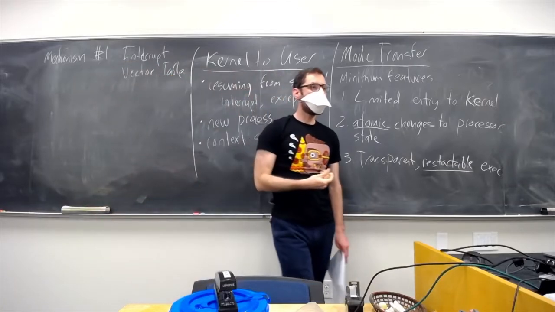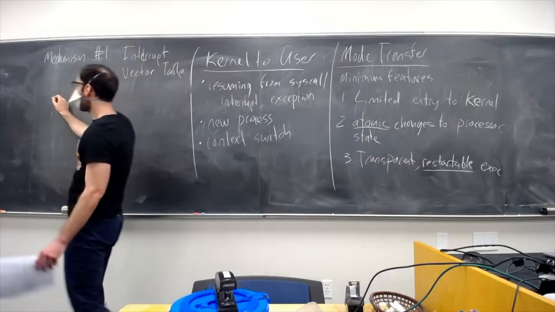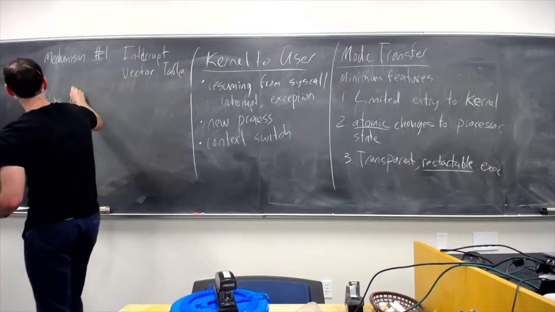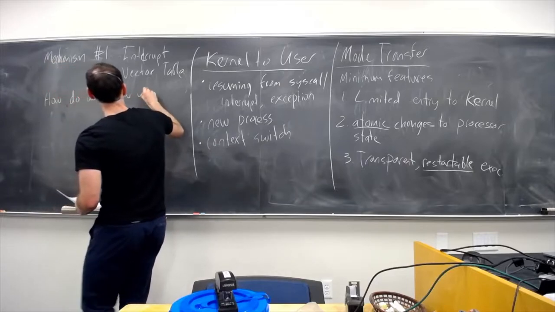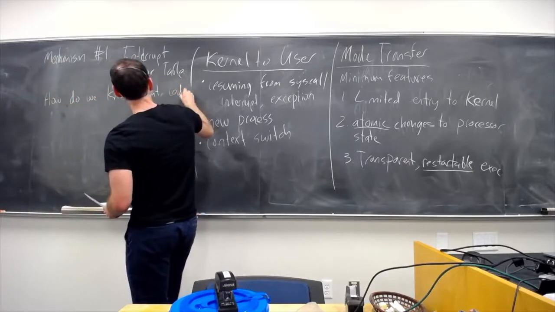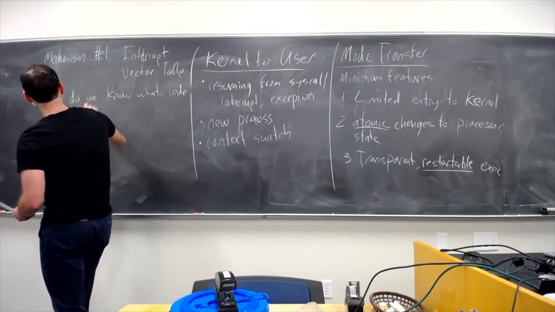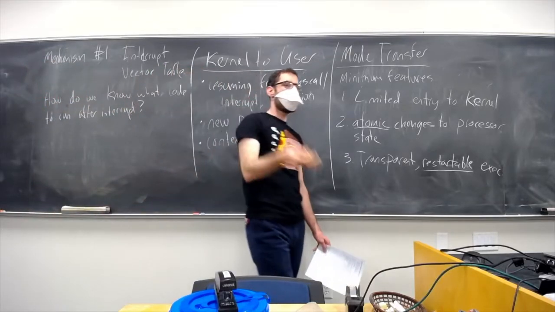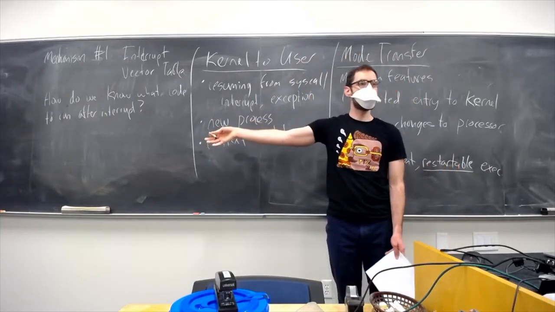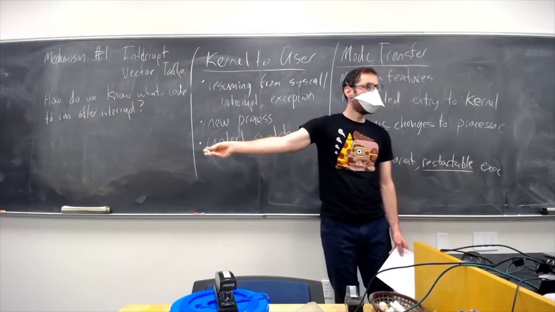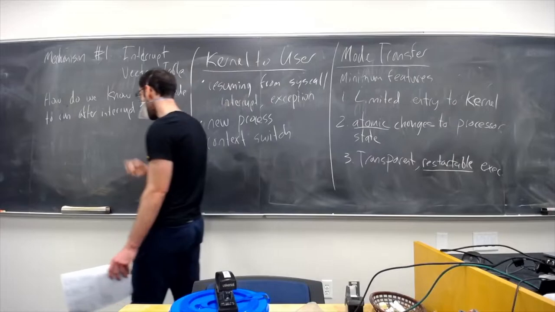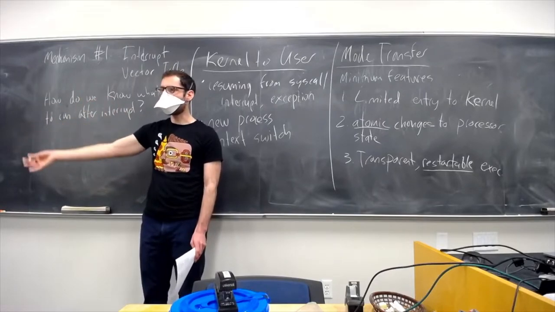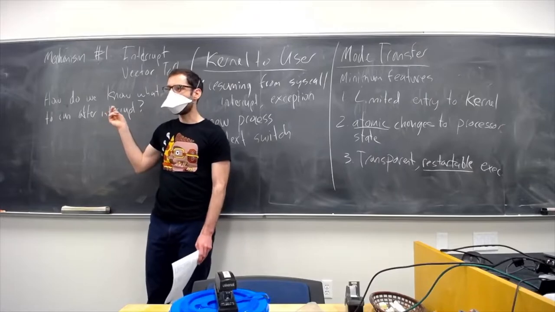First is something called an interrupt vector table. So here's the question. When an interrupt occurs, how do we know what code we should go run as a result of that interrupt? So it's been 50 microseconds, our timer interrupt has gone off. How do we know what function we should go run when this interrupt happens?